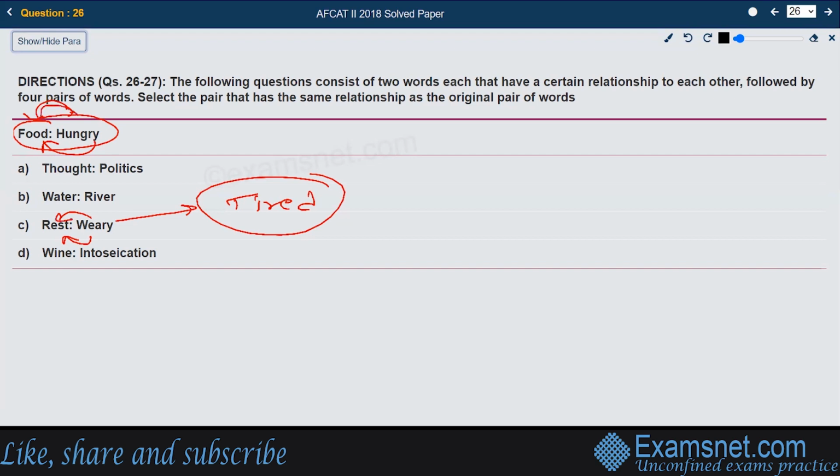As somebody is hungry, he goes to take food, so if somebody is weary or tired, he goes to take rest. So this has to be the right connection. Option C is the right answer.